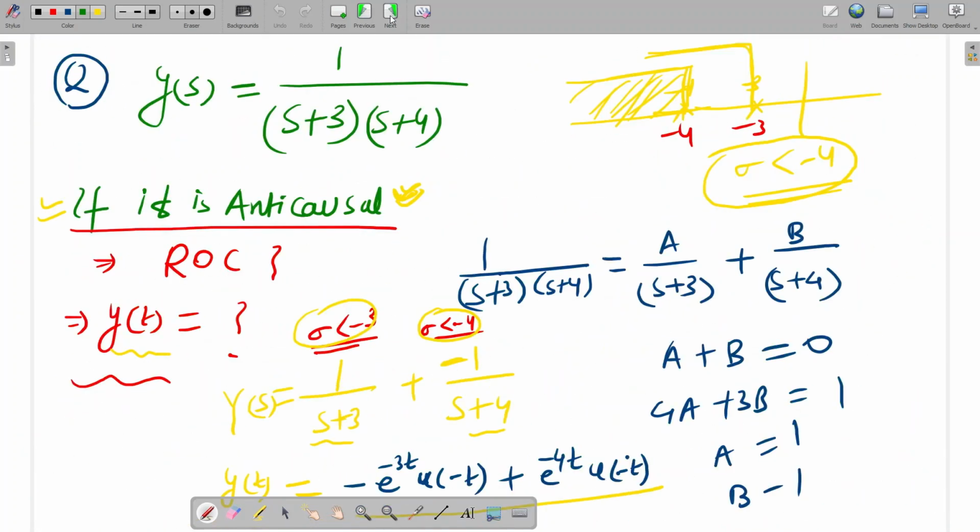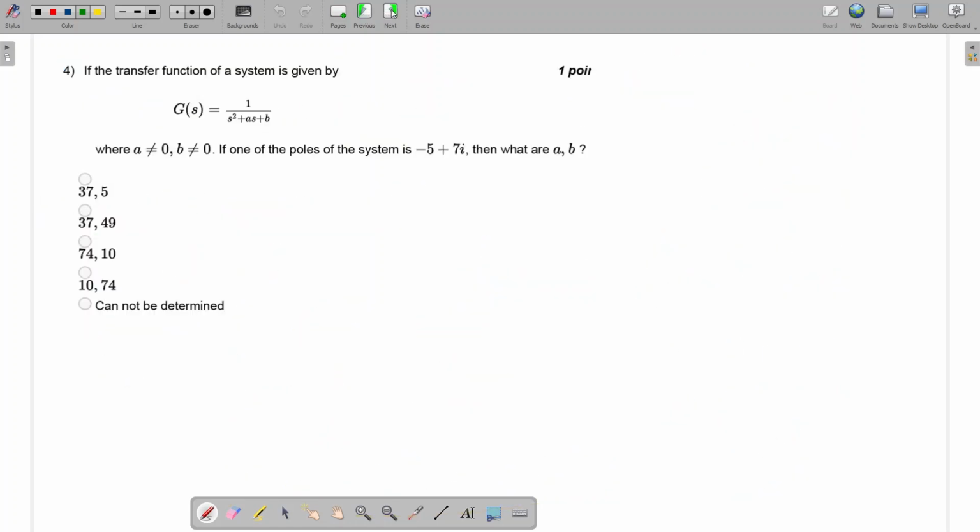Okay. So now coming to the next question. One rule is there. This is a transfer function. Transfer function of a system is given.